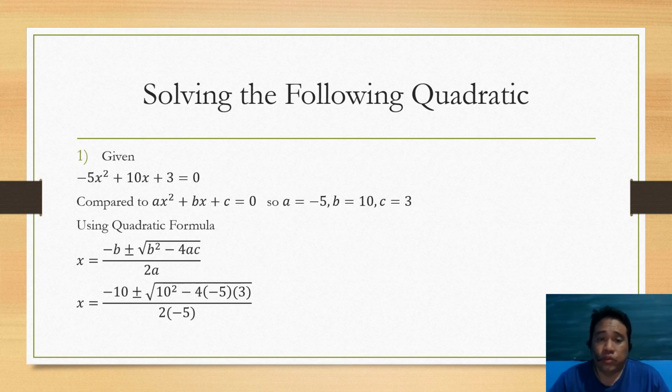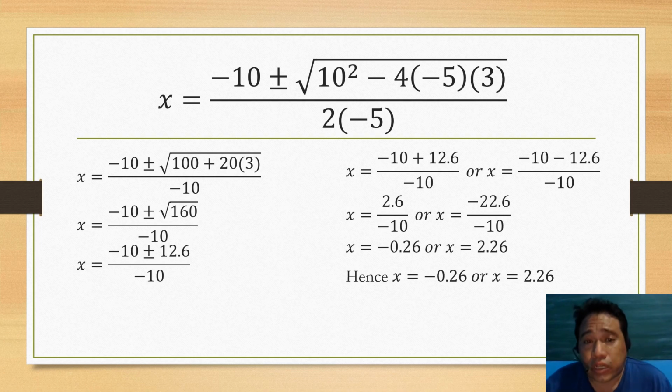So using the quadratic formula, we say that x equals negative b plus or minus the square root of b squared minus 4ac all over 2a. Which equals, after we substitute, x equals negative 10 plus or minus the square root of 10 squared minus 4 times negative 5 times 3 all over 2 times negative 5.